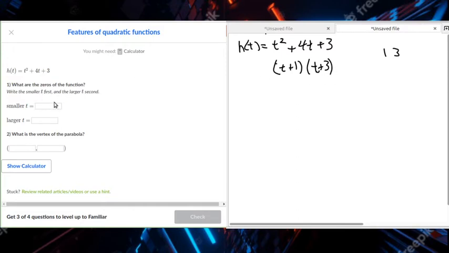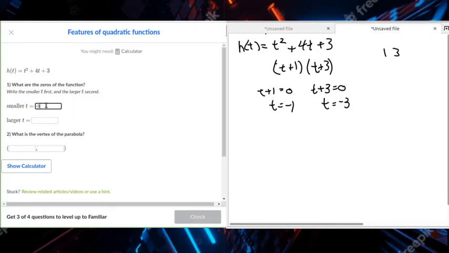Then we're going to solve. If we have t plus 1 is equal to 0, then t is equal to -1, and if we have t plus 3 is equal to 0, then we have t is equal to -3. So we want the smaller t, and that's the more negative. More negative is -3, and the larger t is -1.